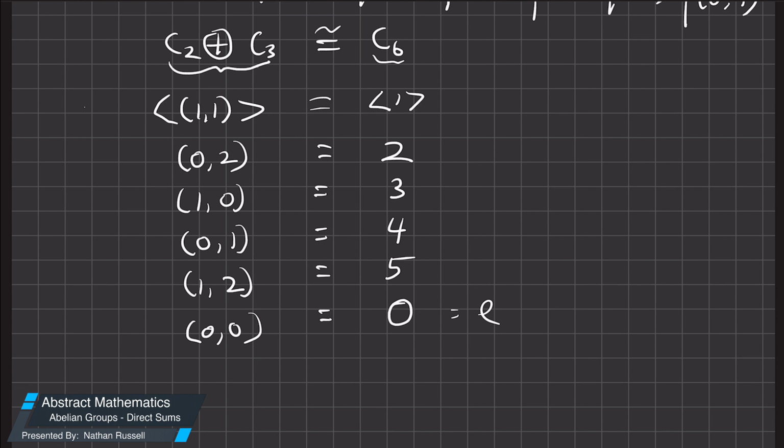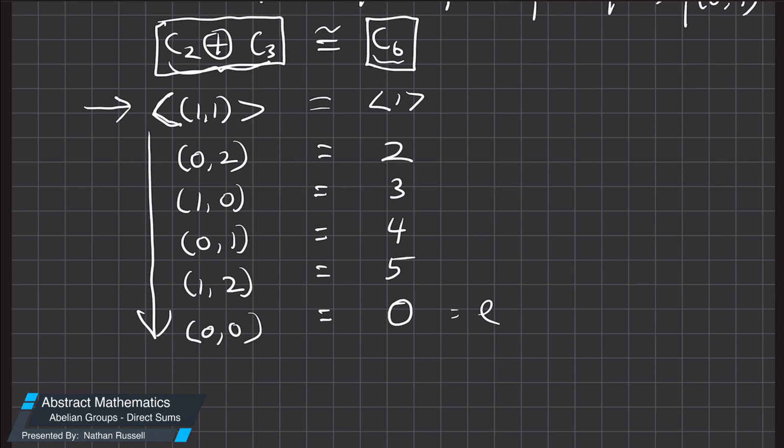And since this element by itself generates the entire group of elements, and this is a direct sum, we know that there's an isomorphic mapping that I just used for the generator. So all I did was just take the generator, because in an isomorphic mapping, generators map to generators. So since this group is generated by one element, it must be cyclic. All cyclic groups of a given order are isomorphic. So combining all that together, we know that C2 direct sum C3 must be isomorphic to C6.